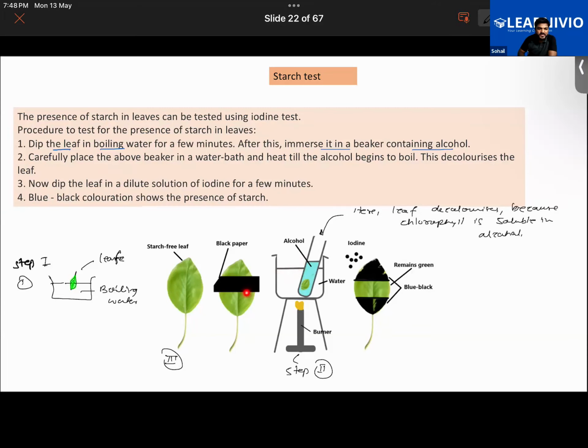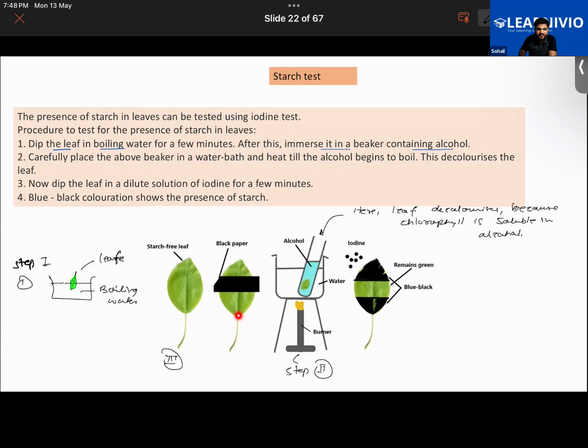Now see, you have taken a starch-free leaf. This leaf that you have taken over here is starch free. Why is it starch free? Because the chlorophyll is dissolved out of it. All the chlorophyll and starch is lost, so there is no starch in it.